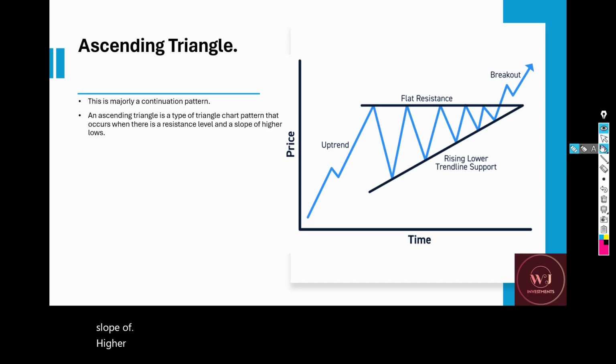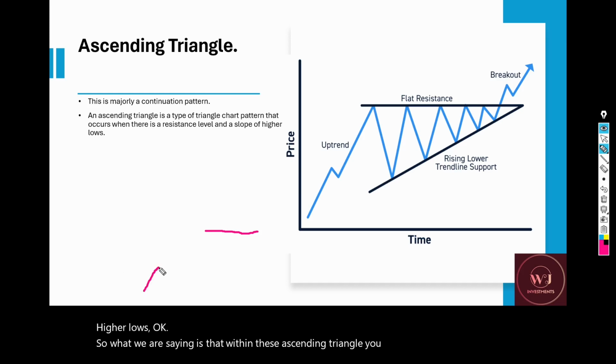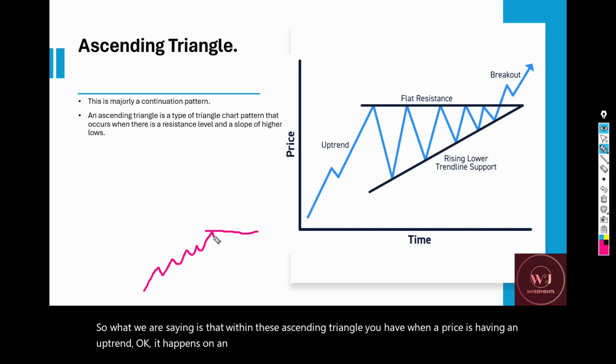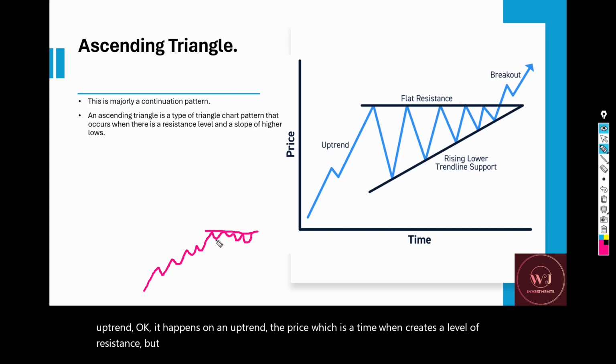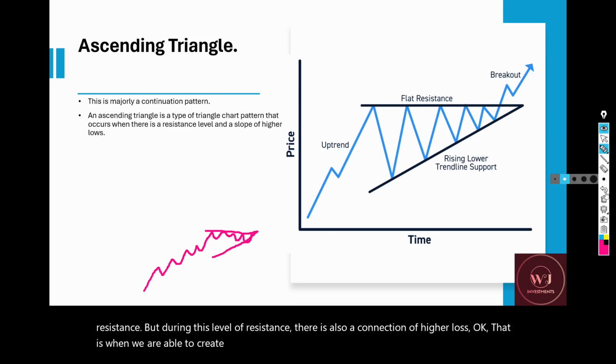Okay, so what we are saying is that within this ascending triangle, the price is in an uptrend. Okay, it happens in an uptrend. The price reaches a point and creates a level of resistance, but during this level of resistance, there is also a connection of higher lows. Okay, that is when we are able to create this ascending triangle.